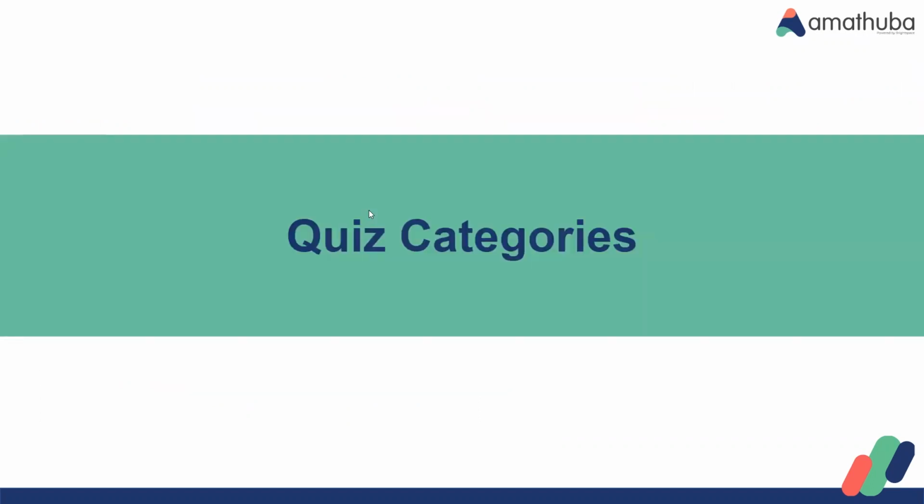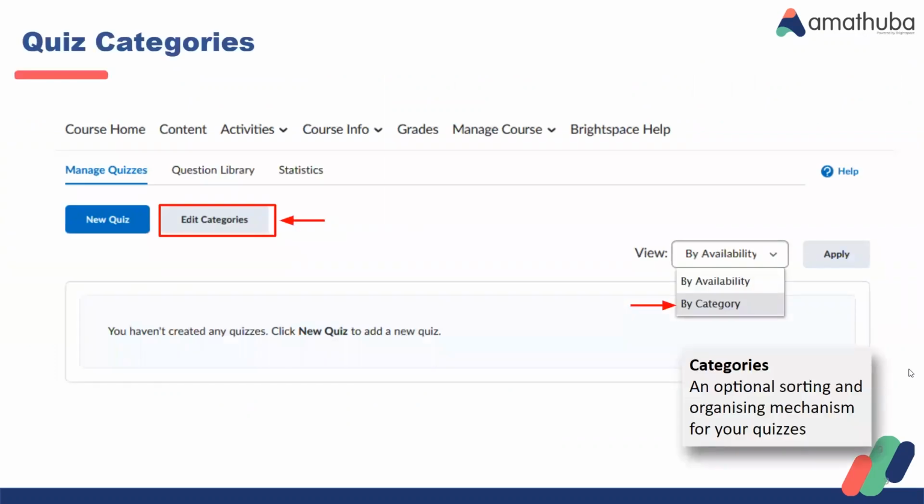So the first thing I'm going to chat about is quiz categories. Now, quiz categories are not mandatory. It is just a way for you to actually organize and sort your quizzes, because what is going to happen over time is you are going to be working with a lot of quizzes, and depending how often you actually use them, you might end up with 50 or 60 quizzes all listed on one page. So a better way to actually organize your quizzes would be to use categories.